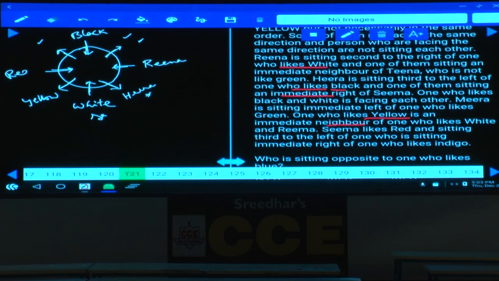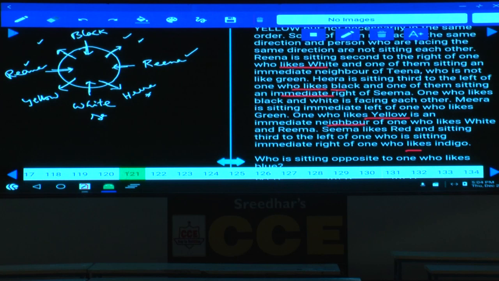White and Rima. This is Rima. And this is Reena. Reena and Rima are 2 persons, see here. Do we have 2 persons or not? Okay. And so this person is Reena, this person is Rima. Clear? And this person, one who likes white and Rima. And Seema likes red. Now this Seema likes which color here? Seema likes red color. As Seema likes red color and seated third to the left of the one who is to the immediate right of the one who likes indigo.